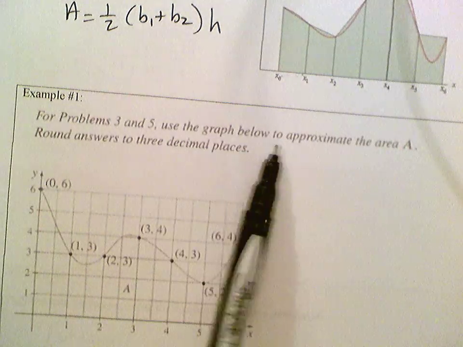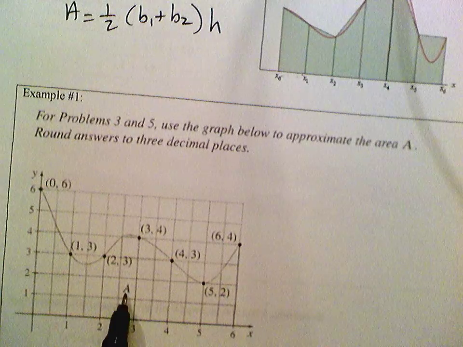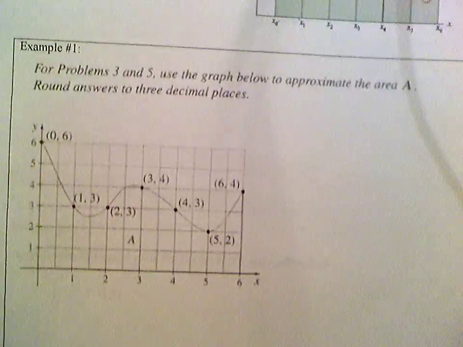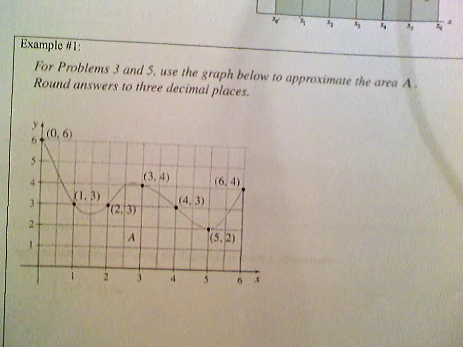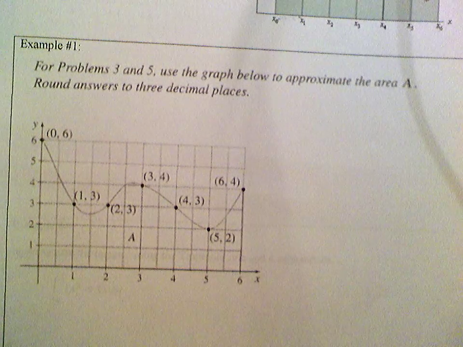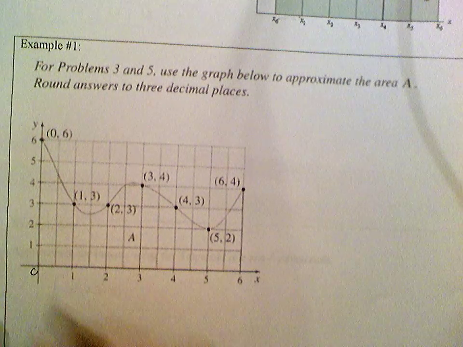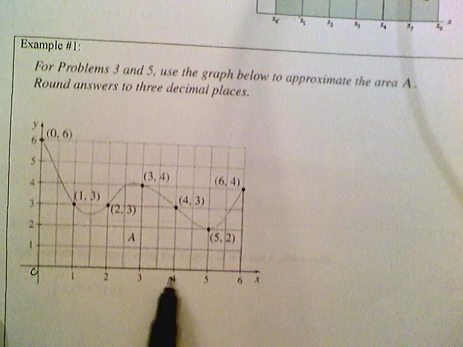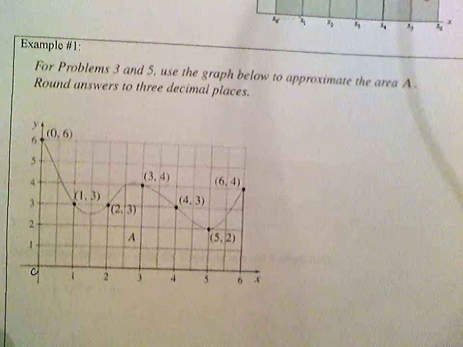Okay, so for this problem below, use the graph to approximate the area, A. So they mean all of this area. And round your answer to 3 decimal places. So they're not being super specific about the interval or the subintervals, but I think it's pretty clear that we're on 0 to 6. And we have 1, 2, 3, 4, 5, 6 subintervals that we're using.